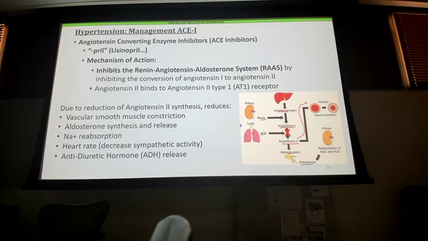So ACE inhibitors, they work by blocking that conversion of angiotensin 1 into angiotensin 2. So you're blocking that formation of that active form of this system. So what that means then is it blocks the vasoconstriction and it blocks the secretion of aldosterone. So that's how ACE inhibitors work to lower blood pressure.